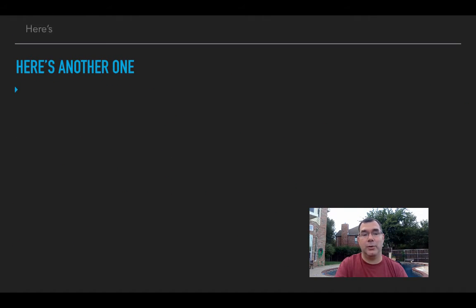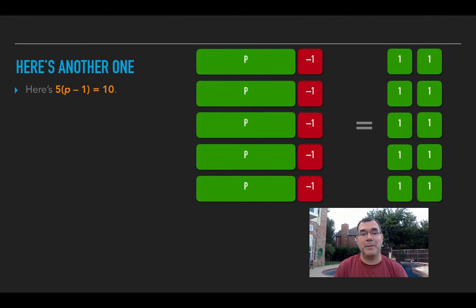All right, and here's another one. If I have 5 times p minus 1 equals 10, I've got 5 groups on the left, and each one of them has p minus 1 in it. That's how I decided to represent 5 times p minus 1. And then I've got 10 1s on the right to represent 10.